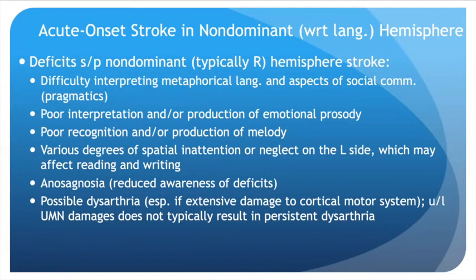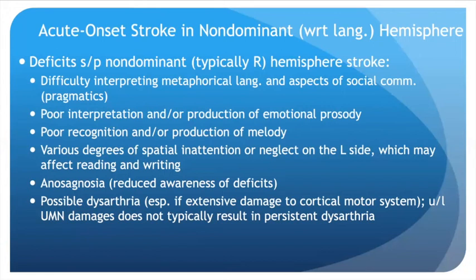Acute onset stroke in the non-dominant with respect to language hemisphere. So deficits status post non-dominant hemisphere stroke include difficulties interpreting metaphorical language, aspects of social communication, poor interpretation or production of emotional prosody, poor recognition and production of melody, various degrees of spatial inattention or neglect on the left side, which may affect reading and writing, anosognosia or reduced awareness of deficits, possible dysarthria, especially if extensive damage to the cortical motor system occurs.